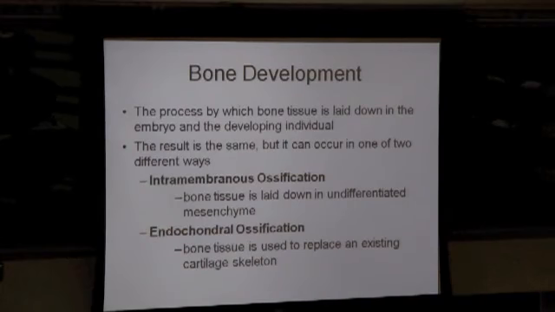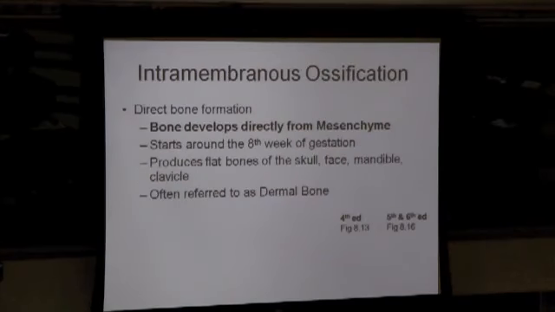Whereas with endochondral ossification, as the name implies, chondro shows up in there. Okay? The name implies there's a cartilage intermediate. Okay? So you start out with mesenchymal tissue, go to cartilage, and then eventually go to bone. So let's talk about intramembranous first. This is the direct bone formation.